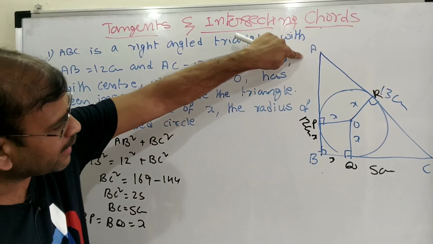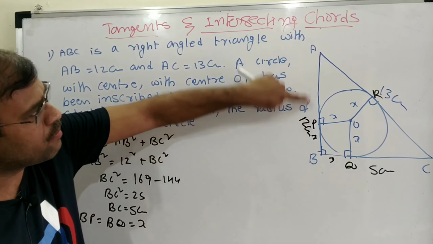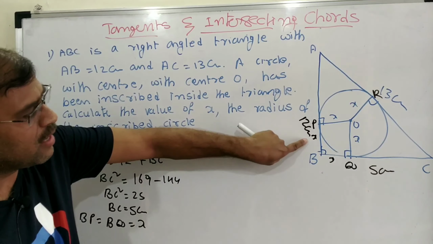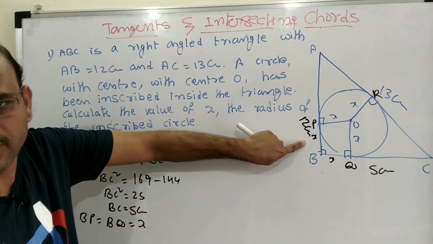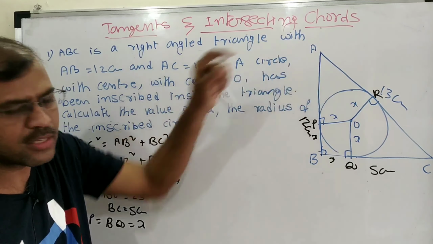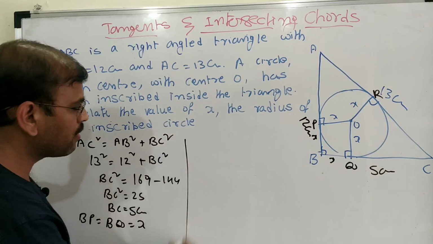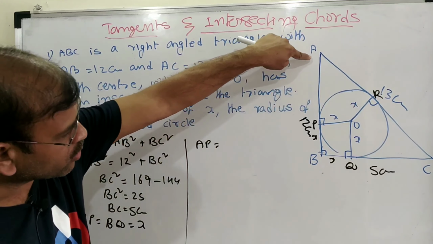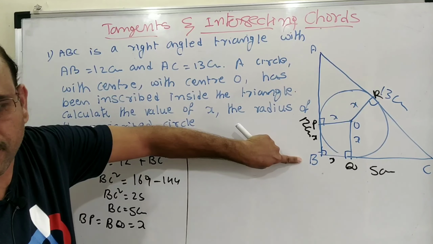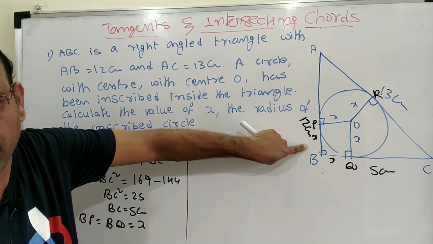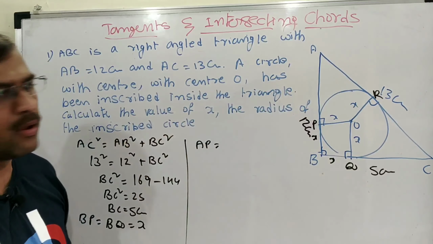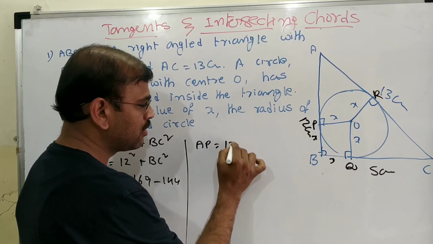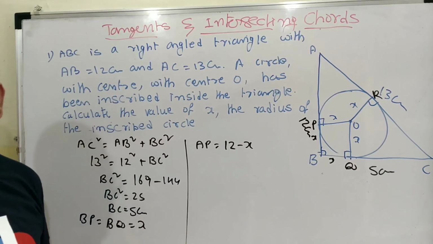Now the length of AB is 12. PB value is x. Now can you tell me what is the length of AP? Here they have given AB is 12 centimeter, PB is x centimeter. Now I need to find AP. So from the total, if I remove the PB, I am going to get the AP. So that will be 12 minus x.